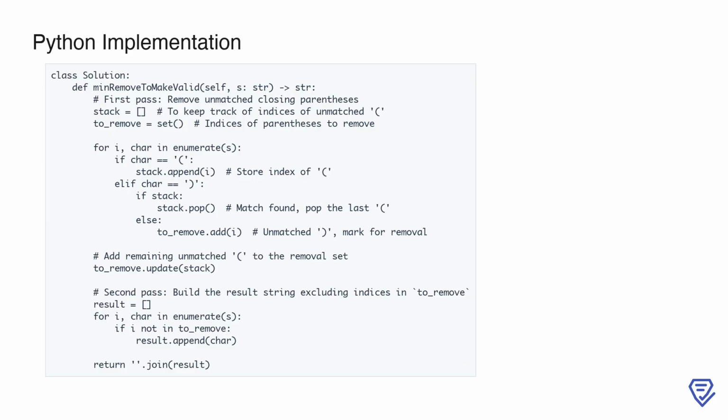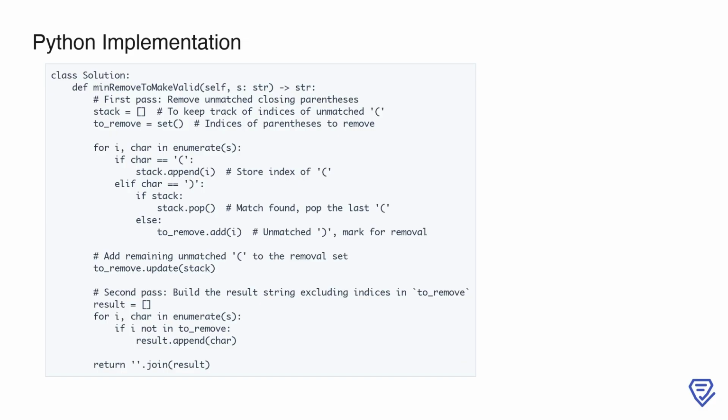Efficiency. Time complexity, O(n), where n is the length of the string. The algorithm performs 2 linear passes over the string. Space complexity, O(n), due to the use of the stack, to_remove, and result data structures. This algorithm ensures that the minimum number of parentheses are removed to make the string valid, while preserving the order of non-parenthesis characters.